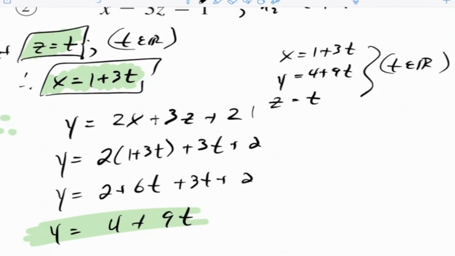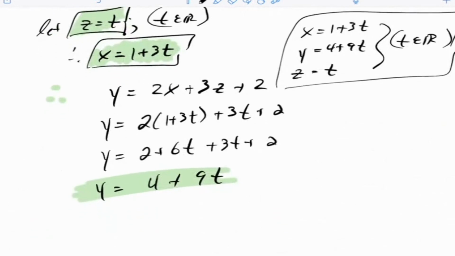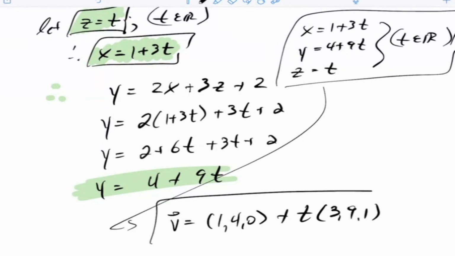So this is the vector equation of a line in parametric form. If I want the vector equation of a line, which is kind of what you're more used to seeing, we've practiced that already. The vector equation of a line is you grab the point, which is 1, 4, 0, plus your direction vector t, right, is going to be 3, 9, 1. And that's the line that those two planes cross at.